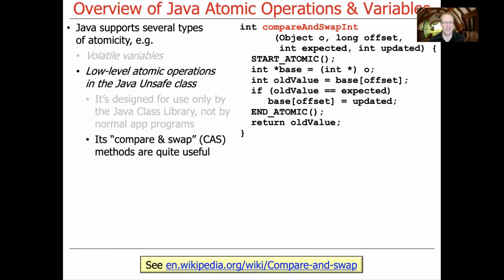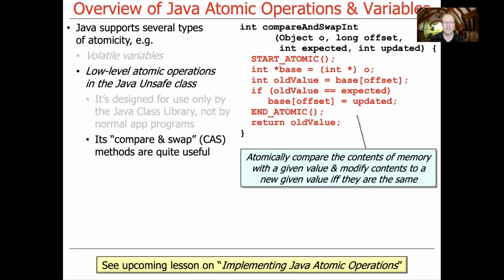So CAS is just the acronym for compare and swap. And we'll talk a bit more about compare and swap. You should know how compare and swap works because it's likely to be a quiz question at some point. But basically what it does is it atomically compares the contents of a memory location with a given value and modifies that value atomically to a new given value if and only if they're both the same.